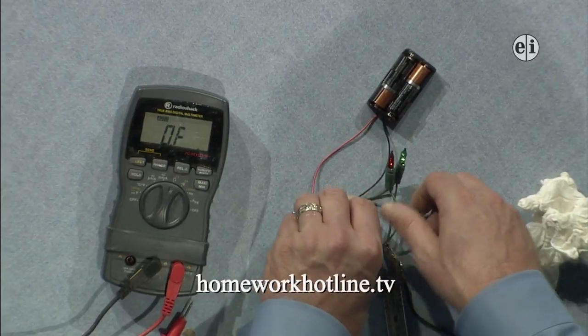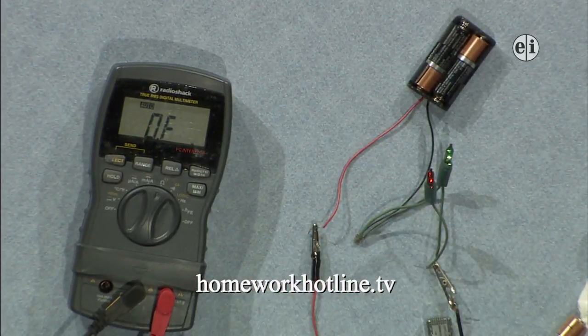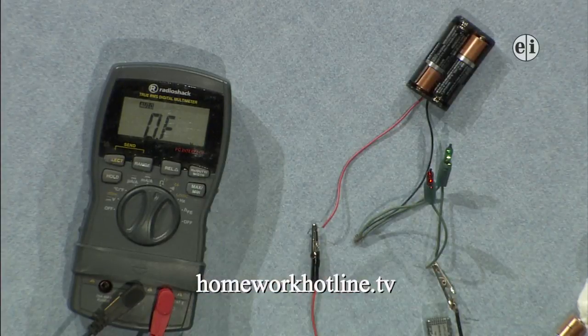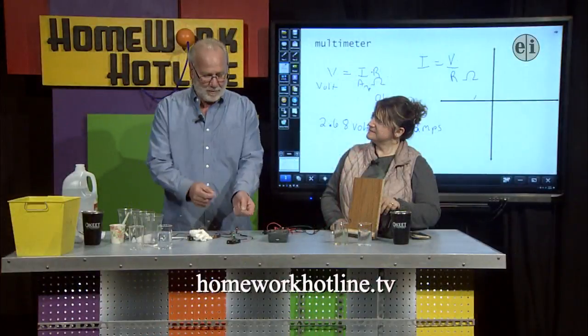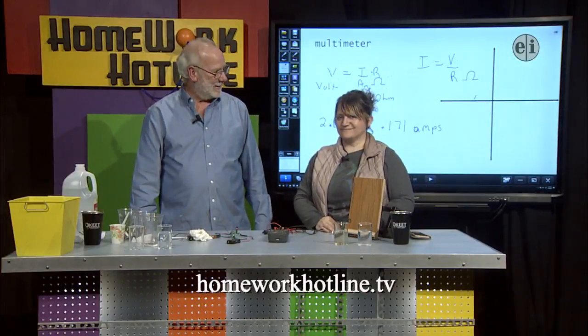So is that how they make strings of lights? They do. When you hook them up like this, I can remove one of these bulbs and that one still lights up. If I hook them up in series, hooking up together, they won't. But let's see what this does to the current.